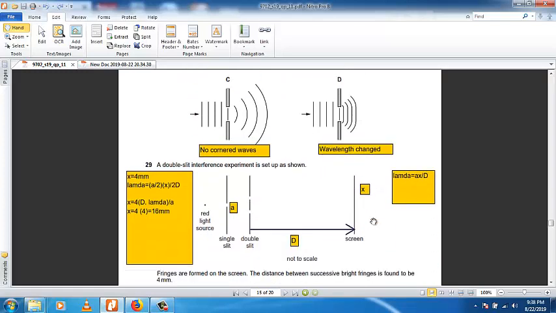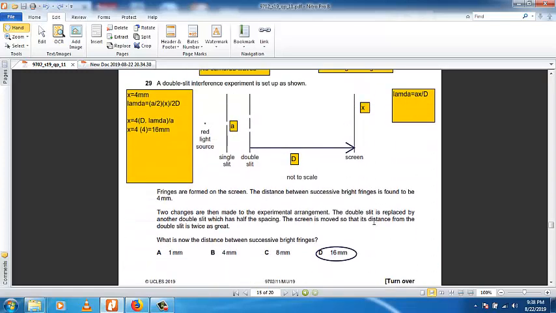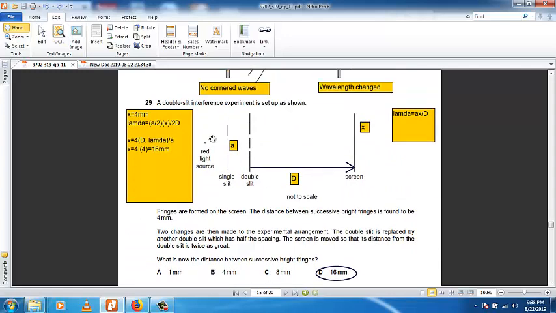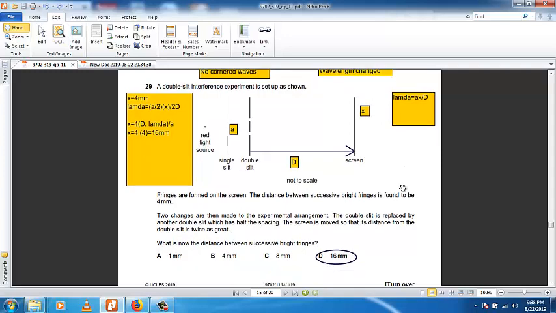Okay, so question number 29. It says a double slit interference experiment is set up as shown: a red light source, a single slit, a double slit and a screen. Fringes are formed on the screen, and the distance between successive bright fringes is found to be 4 mm. Two changes are then made to the experimental arrangement.